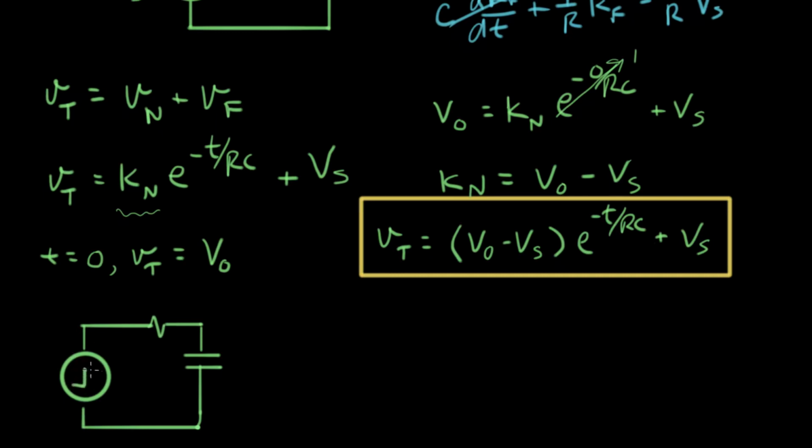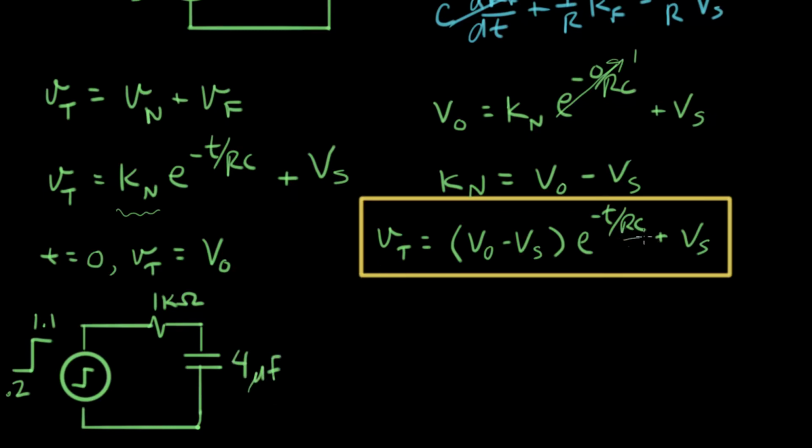Let's say we do a step, and the step goes from 0.2 volts up to, say, 1.1 volts, and let R equal 1 k ohm, and let the capacitor equal 4 microfarads. So now let's plug these values over here into our solution and see what we get.